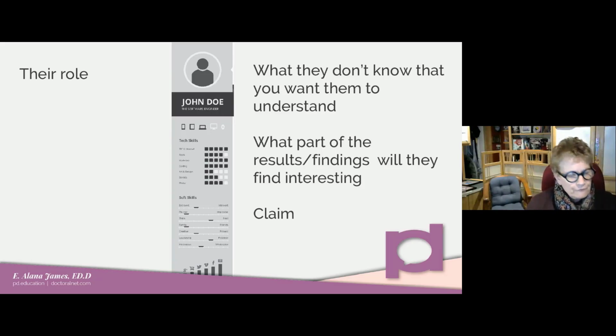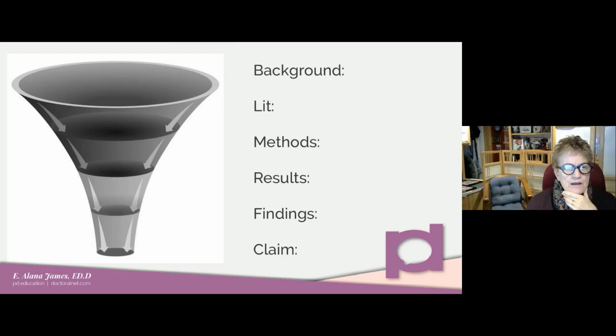And so most important is their role. Instead of a name, you have a role. And then what they don't know that you want them to understand. What parts of your results and findings will they find interesting? And the claim that you're going to make that is particularly appropriate to them and their ideas. I'll show you how that works when it was mine.